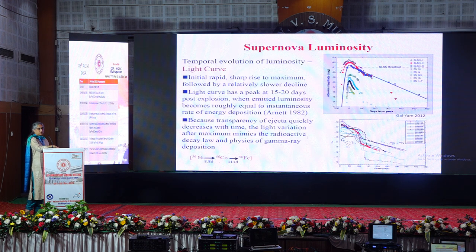So observationally, what we see is an initial rise in the magnitude of the object, followed by a decline, as shown here. Almost all supernovae have the same kind of variation in their light. And what we call a light curve is nothing but the temporal evolution of the luminosity of a supernova.